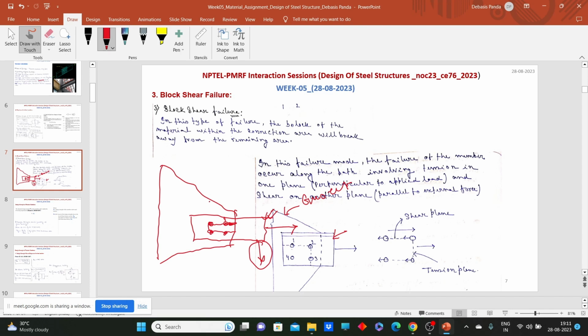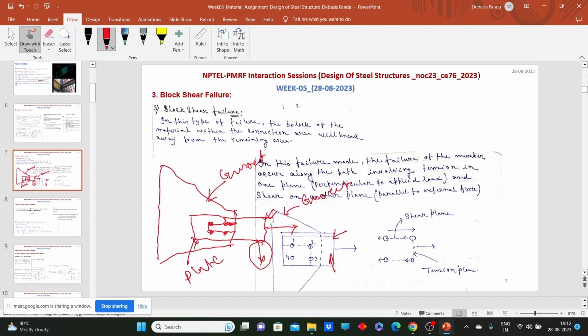Now think like this. Here, this is the connection between a gusset and a plate. This is a gusset and plate, and this is a gusset and an angle. I will elaborate these things on the later slides when we understand the design strength due to block shear failure. Okay, so here what is happening?